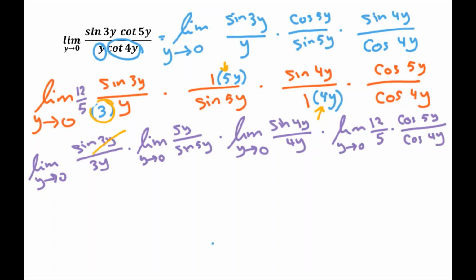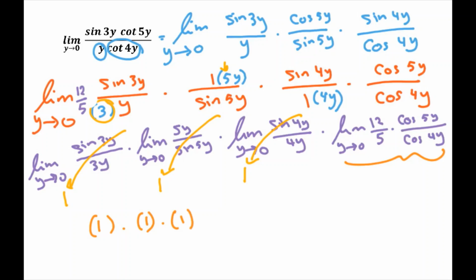Well, we all know that this is going to be 1, this is going to be 1, this is going to be 1. Now, what about this one here? Well, you can substitute y by 0. So we're going to get 1 times 1 times 1, and when you substitute 0, you're going to get 12 cosine 0 over 5 cosine 0, which is finally going to be 12 over 5.